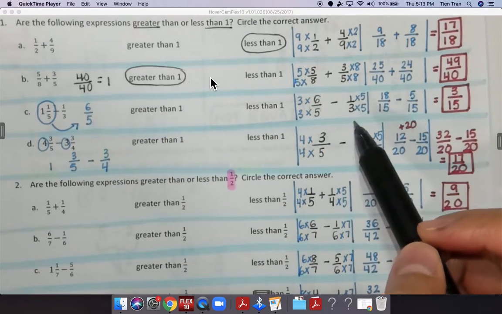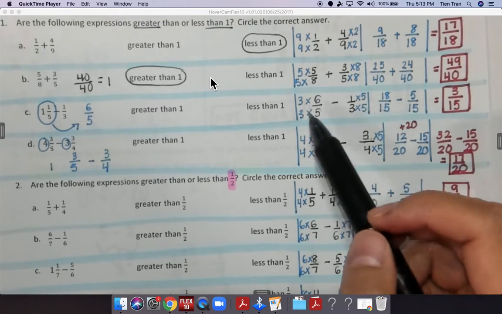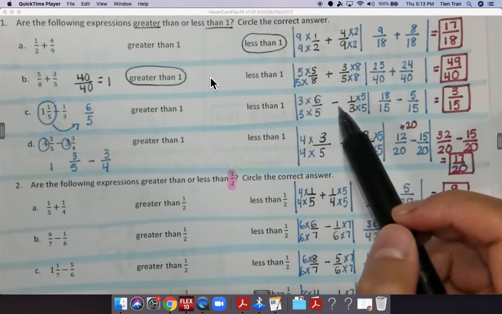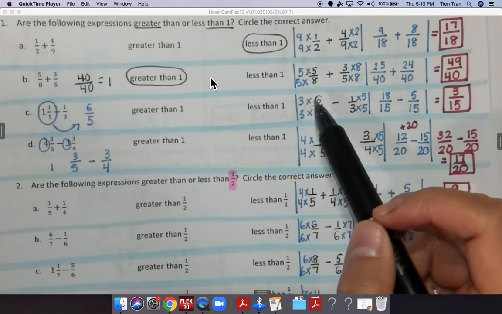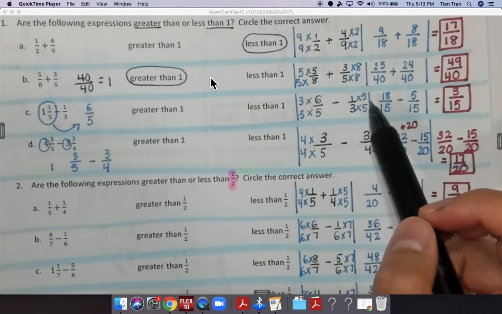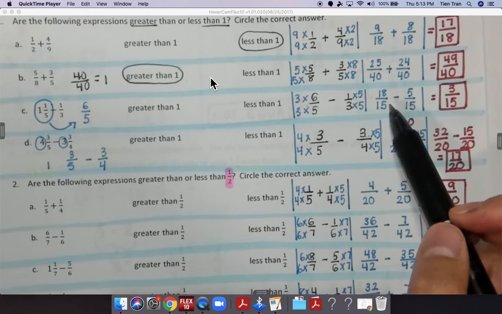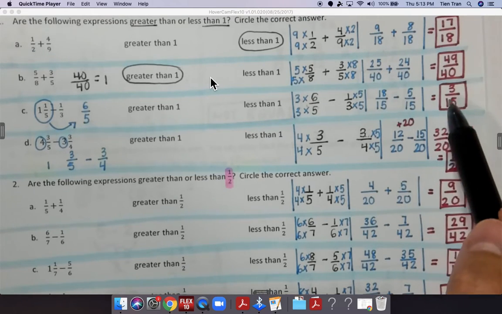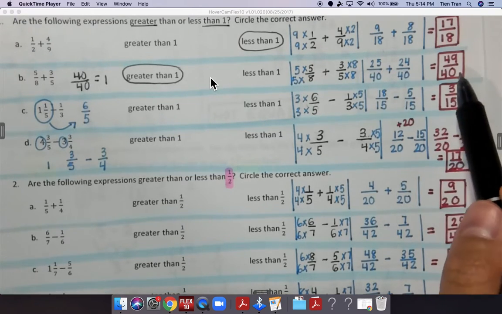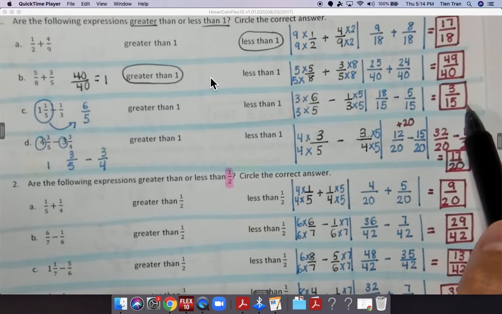5 and 3. The common denominator for 5 and 3 is going to be 15. 3 times 5 is 15. 3 times 5 is 15. 6 times 3 is 18. 1 times 5 is 5. So I have 18 minus 5, which is equal to 13, and my denominator is 15. So I get 13/15 as my final answer.